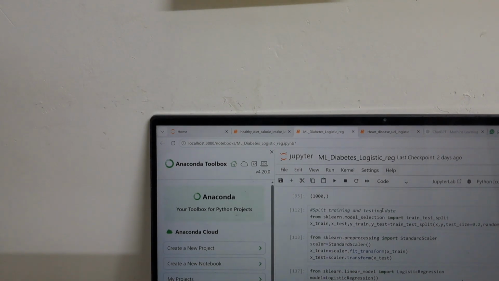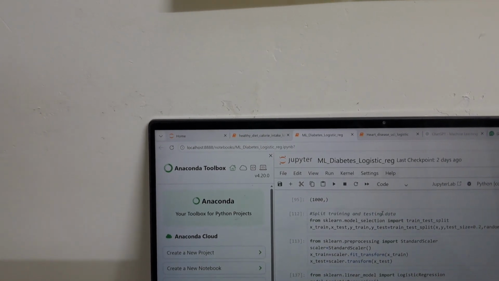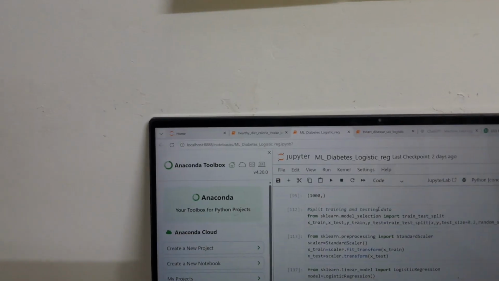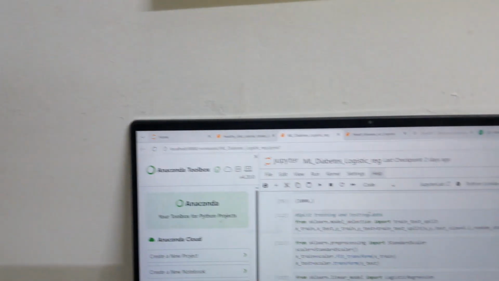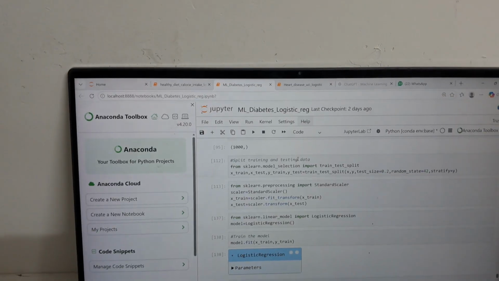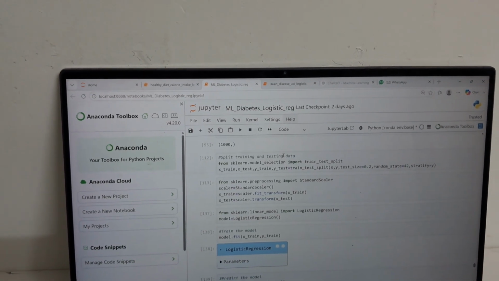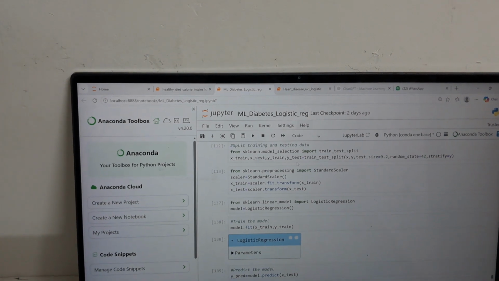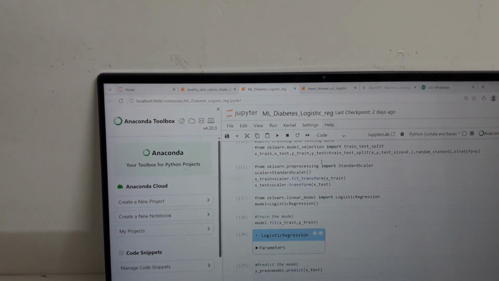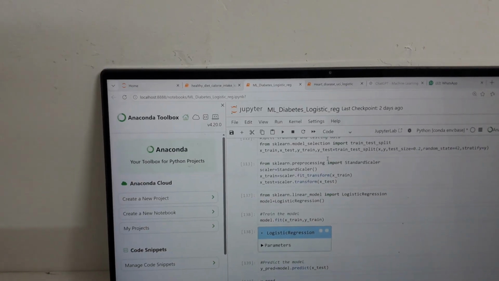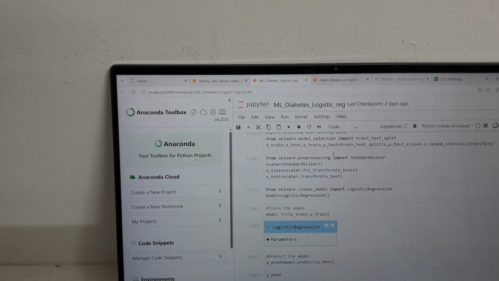So the ratio of diabetic and non-diabetic patients in your training data must be the same as the ratio of diabetic and non-diabetic patients in your testing data. So it will avoid bias, so that in your testing data you can easily identify whether it is predicting diabetes perfectly or not, and whether it is predicting non-diabetes perfectly or not.